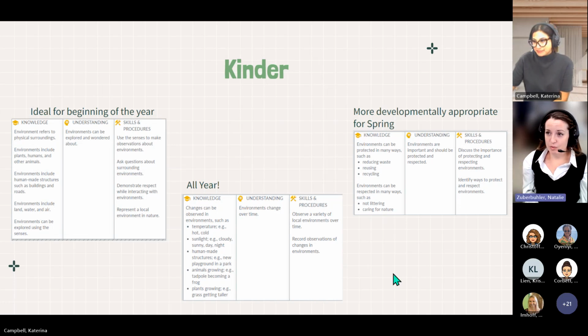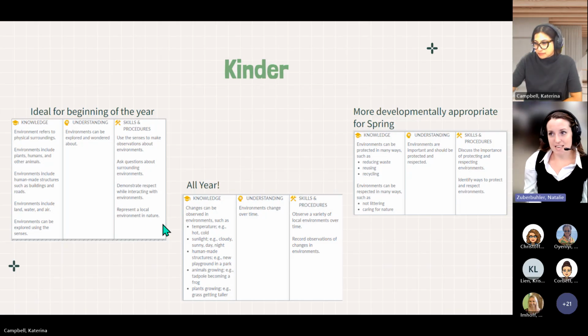I'm going to go now through some of the grades and do some myth busting and some successes and a variety of things. So with kindergarten, it's really ideal for the beginning of the year because we're looking at environments. Environments can be explored and wondered about. You'll notice that kindergarten does not have scientific methods because it's naturally built into the Earth system's organizing idea there.